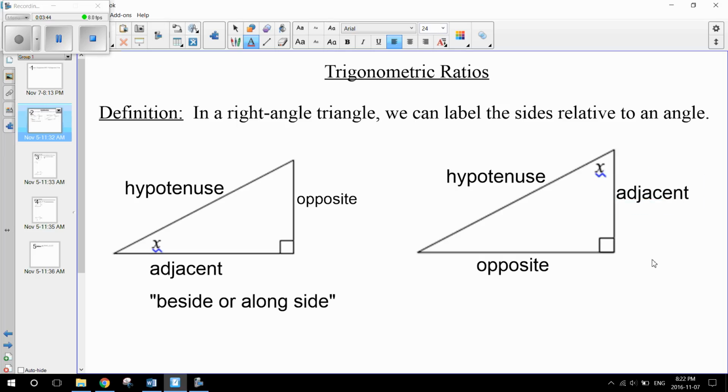So the key piece of this is that opposite and adjacent switch depending on which angle we're considering. When the angle's down here, our opposite is up here and our adjacent's down here. When our angle's in this top corner, then our opposite is down here and our adjacent is up here. So that changes depending on where that angle sits.